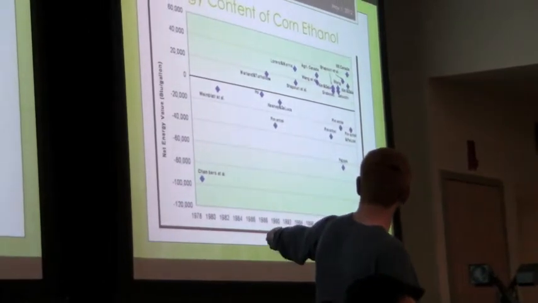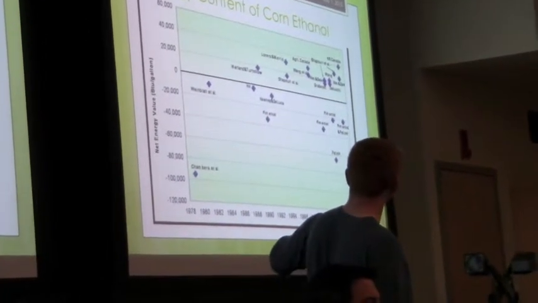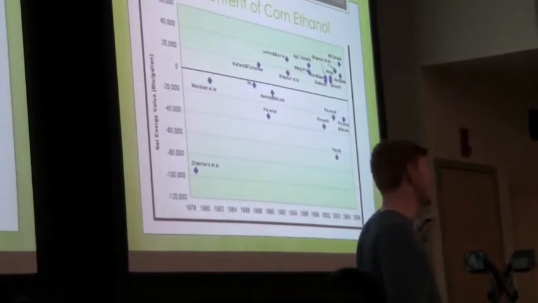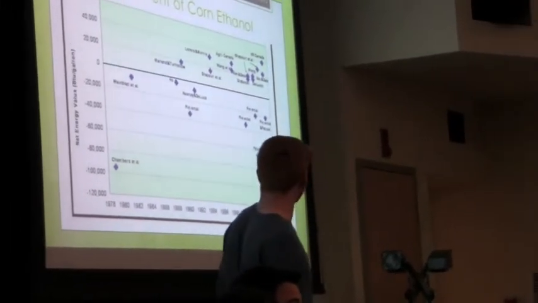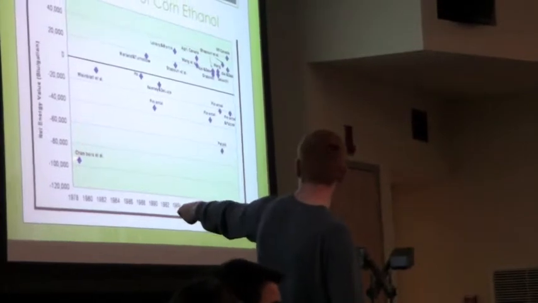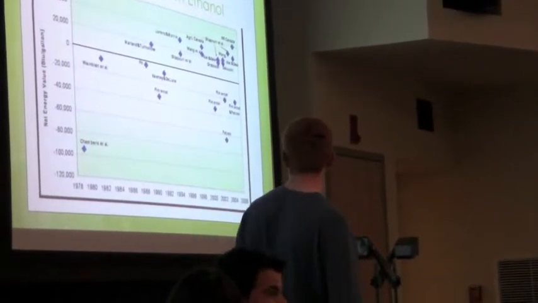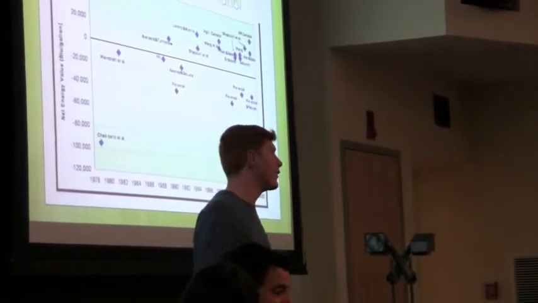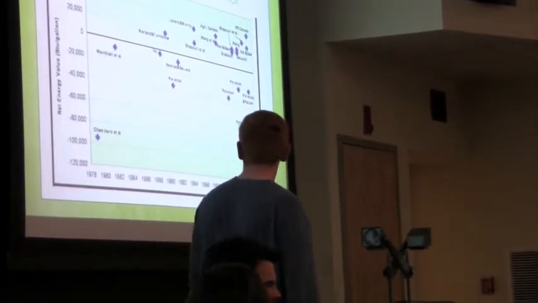As you can see here, these are a bunch of different estimates from a bunch of different private companies on the energy content or EROI of corn ethanol. Some people said it was almost negative 100,000 BTUs per gallon, which is an insane number.